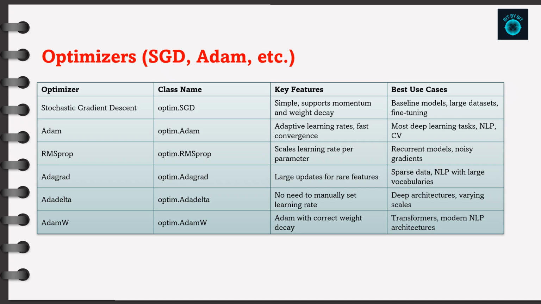Finally, AdamW is a variant of Adam with proper weight decay handling. It is preferred in transformer models and other large-scale deep learning applications. These optimizers are available in the torch.optim module and can be easily switched in your training loop.